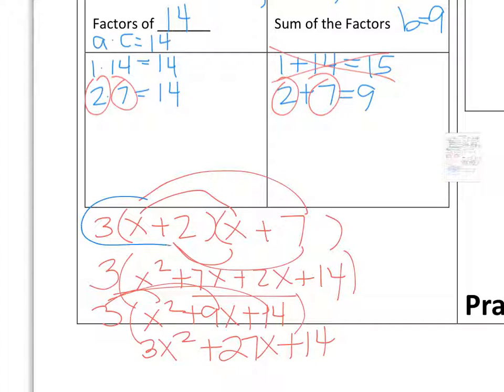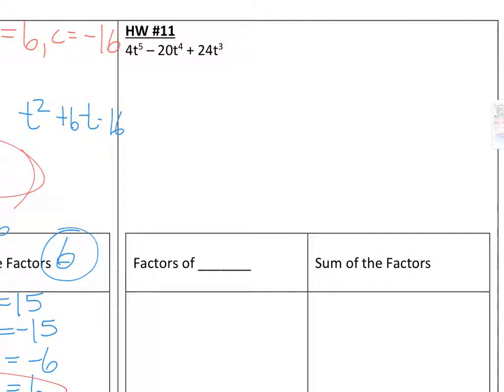So this part is the answer here, but it does need to have that 3 in it. So number 11 may be one of the harder ones on here, but again, we want to just factor out the greatest common factor. So I know that 4, 20, and 24, that 4 goes into all of those. But this time they also have some t's in common. All 3 of these have at least one t. Actually, all 3 of these have at least 3 t's involved. So I'm going to divide each of these by 4t to the third.